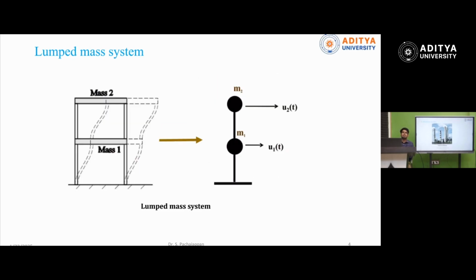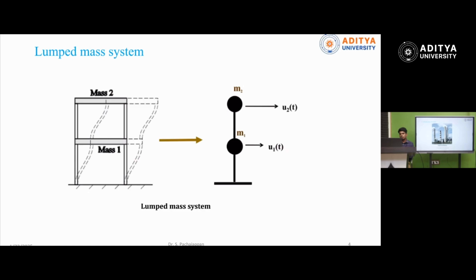Now another category is the continuous system. But in general, in the practical scenario, all the structures are continuous systems only. Then why we are going for a lumped mass system? In order to simplify the mathematical equations. Once a system is considered as a lumped mass system, it is easy to solve mathematically so that we'll be getting the responses. So we can solve the continuous system also, but complex mathematics is involved.